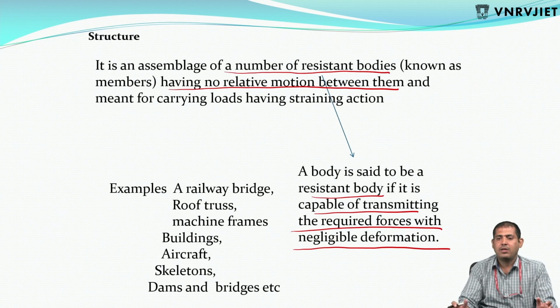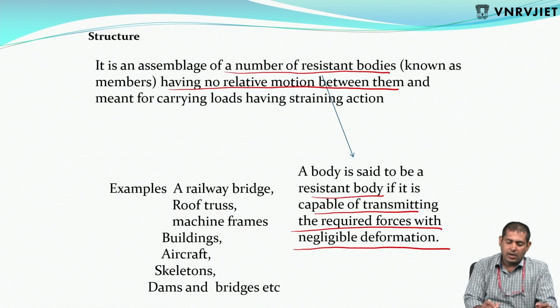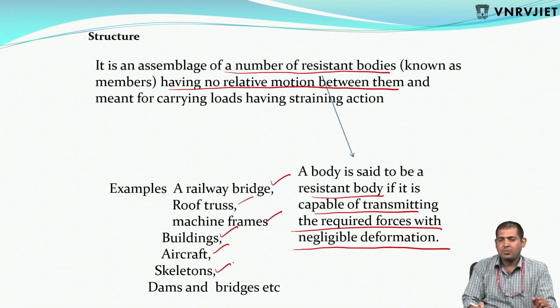Like a table is a structure. Here, examples are a railway bridge structure. There are no moving parts in structures: roof truss, machine frames, buildings, aircraft skeletons, dams and bridges. These are some structural parts.